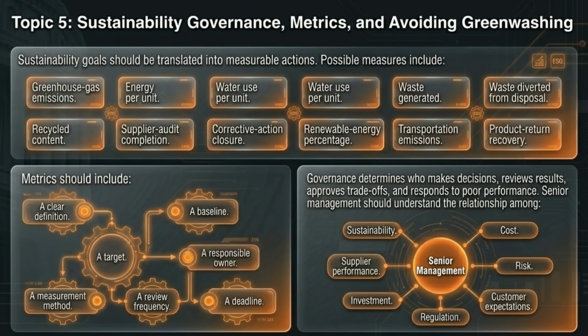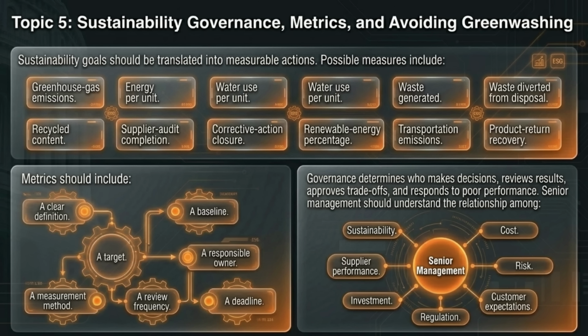Topic 5. Sustainability governance, metrics, and avoiding greenwashing. Sustainability goals should be translated into measurable actions. Possible measures include greenhouse gas emissions, energy per unit, water use per unit, waste generated, waste diverted from disposal, recycled content, supplier audit completion, corrective action closure, renewable energy percentage, transportation emissions, product return recovery.